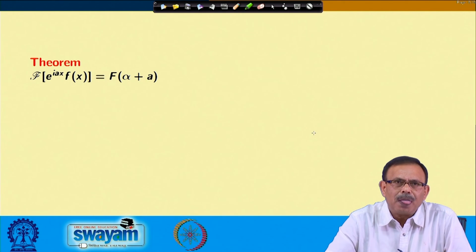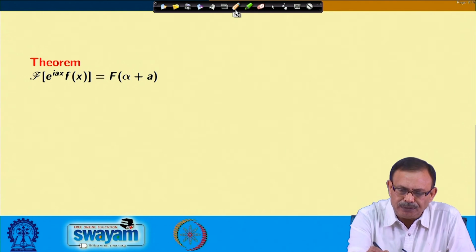The next theorem is Fourier transform of e power i a x into f x equals capital F of alpha plus a. That is, whenever you multiply the function f x by the quantity e power i a x, the Fourier transform shifts from alpha to alpha plus a. That is, if the Fourier transform of f x is capital F of alpha, then the Fourier transform of e power i a x into f x will be equal to F of alpha plus a.